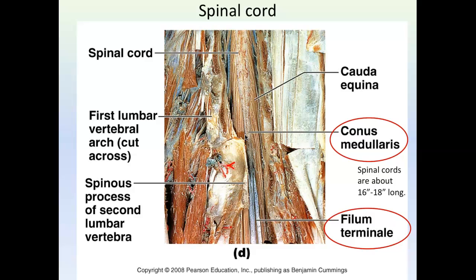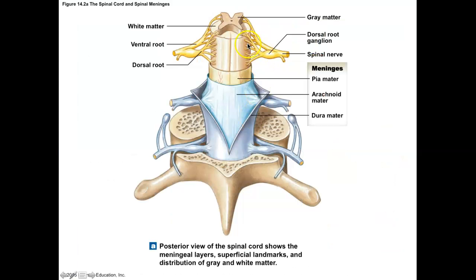Okay, so let's look at number 5 and number 6 in this image here. The spinal cord will have grooves all around it, but there's a particularly large groove in the front. That's called the anterior median fissure. And then there's another shallower groove in the back called the posterior median sulcus.